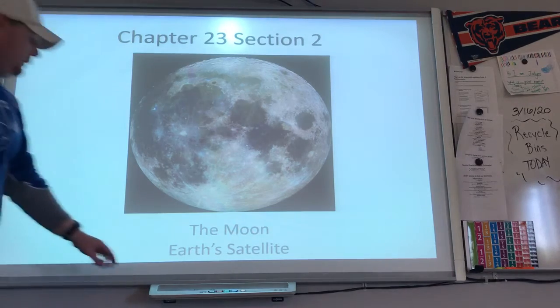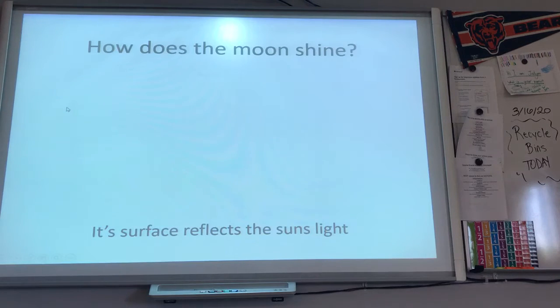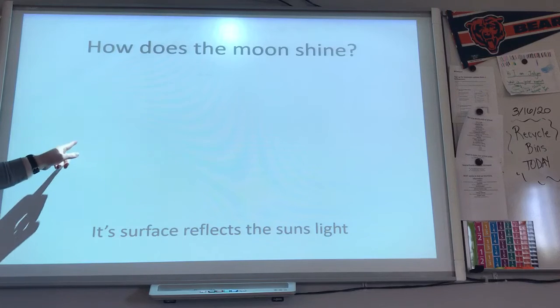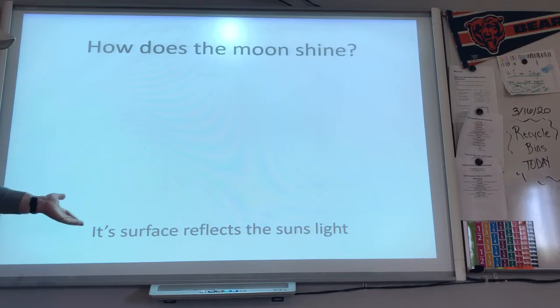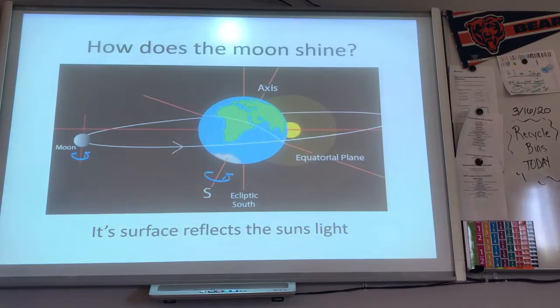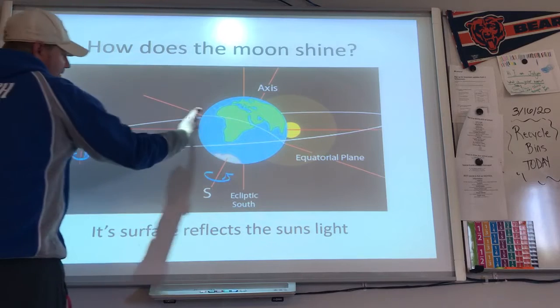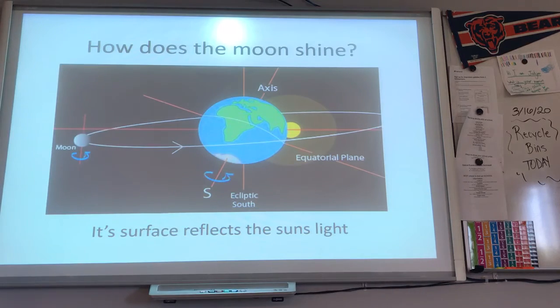Alright? How does the moon shine? Well, its surface reflects the sun's light. So it emits no light itself, but is just a big mirror or reflector. When we see the sun way back over here, that light hits the moon and the moon reflects that light back to Earth, and that's why we get the light from the moon.